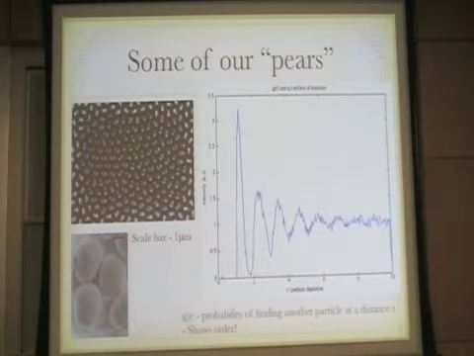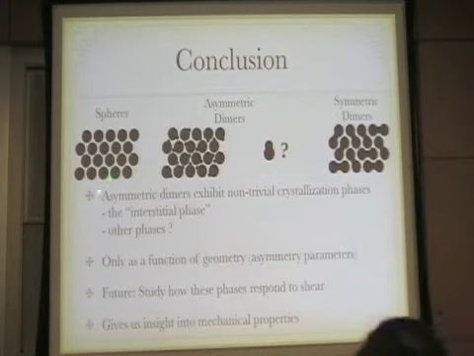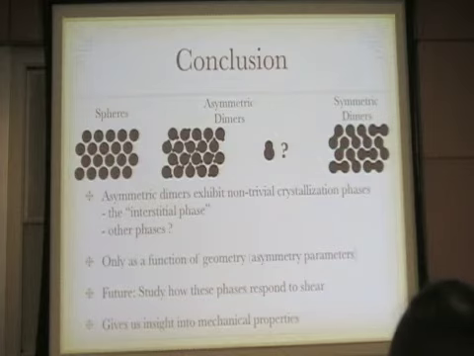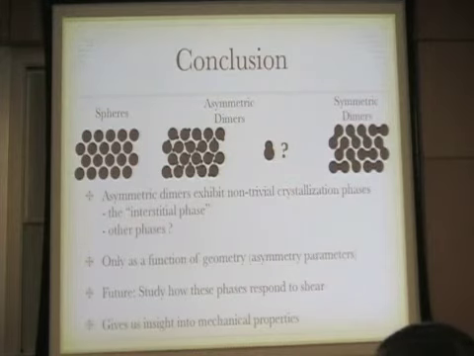That brings me to my conclusion. We go from spheres, which exhibit hexagonal packing, to symmetric dimers, where the lobes exhibit hexagonal packing. We are trying to find out what happens in between. We've already seen some of the non-trivial crystallization phases that they exhibit, and it will be interesting to study them. Note that this is only a function of the geometry. It doesn't matter what the particles are made of.